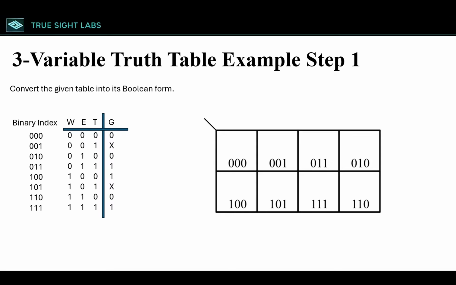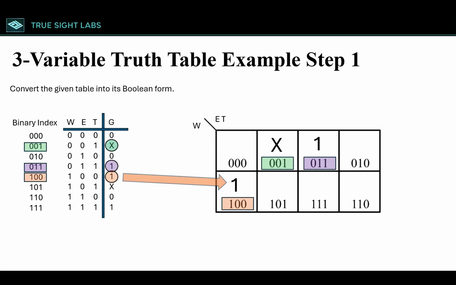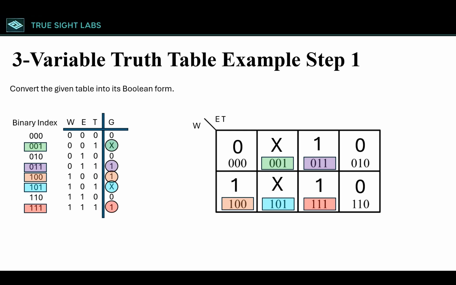Step 1 is building the K-map. First, we label the K-map with the correct variable names so it matches the standard 3-variable template. Then we go row by row through the truth table and copy the G outputs into the matching K-map cells. Remember, X means don't care, so we copy the X into the K-map as well.